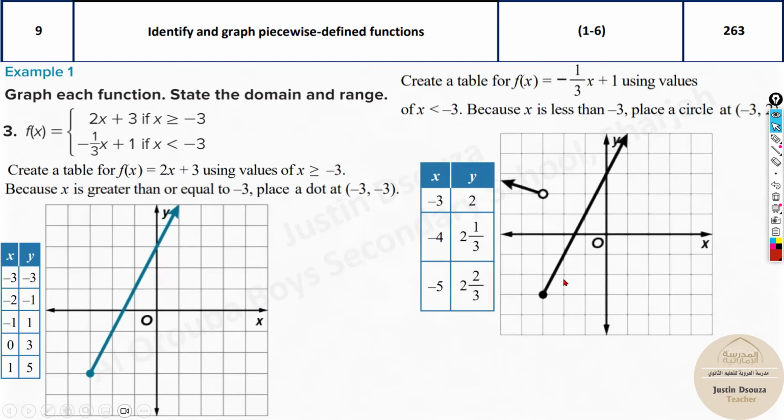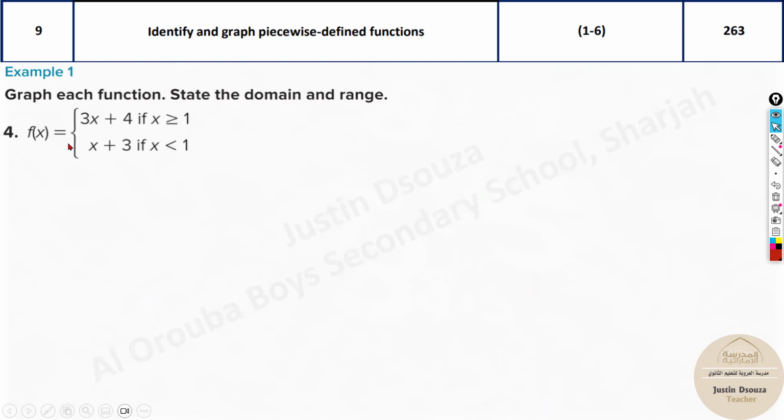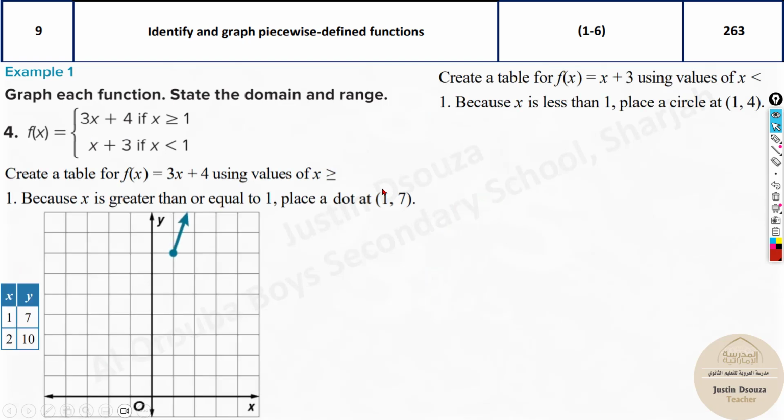But if you graph them, it will be something like this. See here, this equation is having only less than, so it is a hole. Whereas this one is having a point. That's it. This next value is also the same. You can check over here.